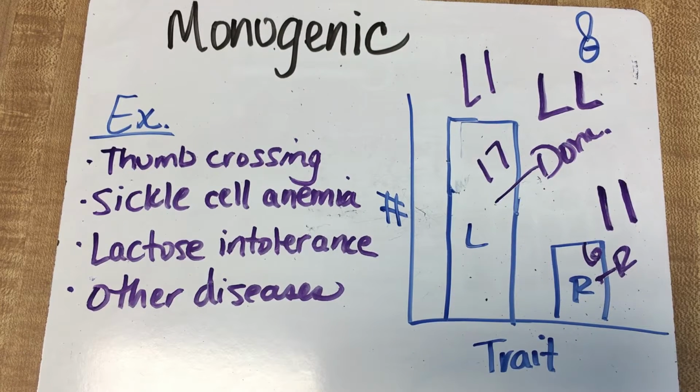Sickle cell anemia, we talked about that already. You have a mutation for sickle cell, which causes you to have crescent-shaped blood cells because of a protein that was changed. Lactose intolerance is a monogenic trait. We talked about that. You either have the ability to continue making lactase or you do not. And other diseases are seen as monogenic traits.